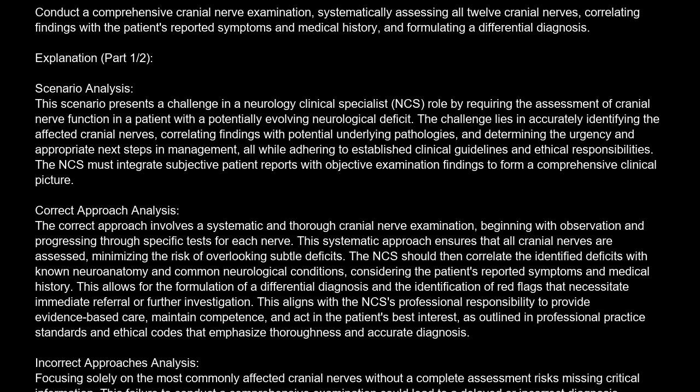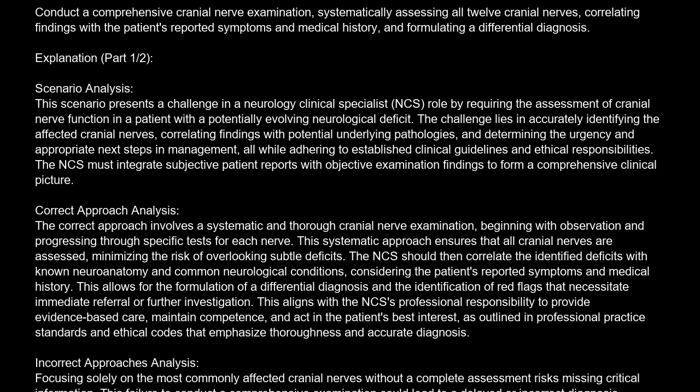Correct approach analysis. The correct approach involves a systematic and thorough cranial nerve examination, beginning with observation and progressing through specific tests for each nerve. This systematic approach ensures that all cranial nerves are assessed, minimizing the risk of overlooking subtle deficits. The NCS should then correlate the identified deficits with known neuroanatomy and common neurological conditions, considering the patient's reported symptoms and medical history.